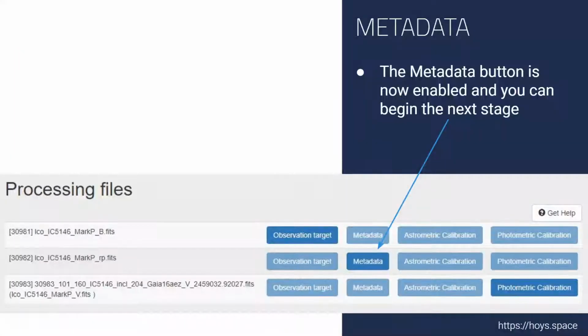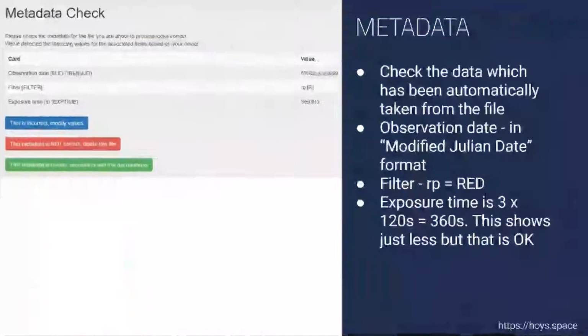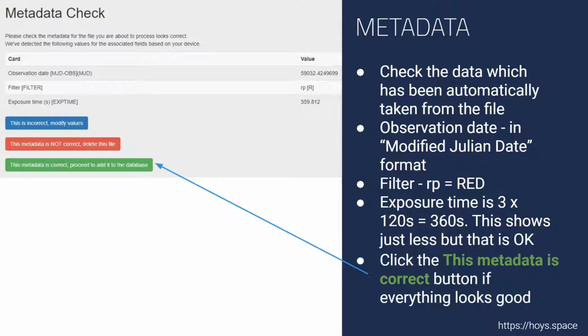Now we can see that the second button has been enabled, the metadata, and we can move on to that stage. The software will try to extract this information automatically from the file. It's trying to get the observation date and time, and that's in modified Julian date format. It'll try and extract the filter used, in this case a red filter, and also the cumulative exposure time. We took 3 20 second exposures, so that should total 60 seconds. This is showing just underneath that, but that's okay. So we'll click on the green button as everything looks okay.